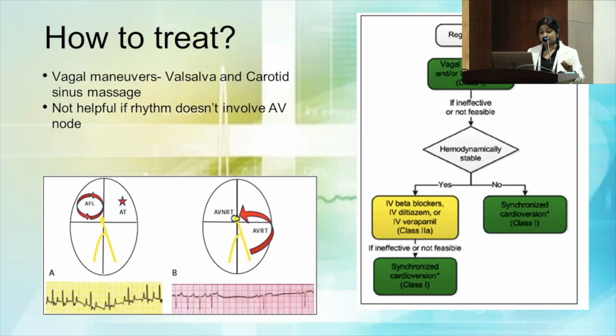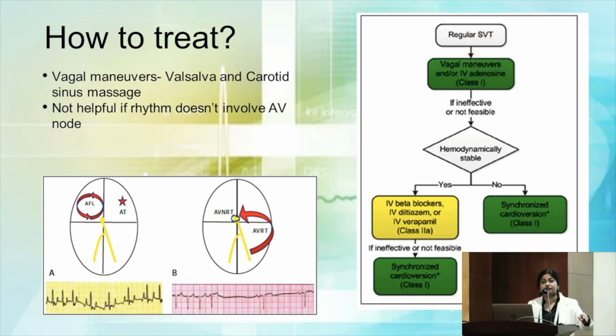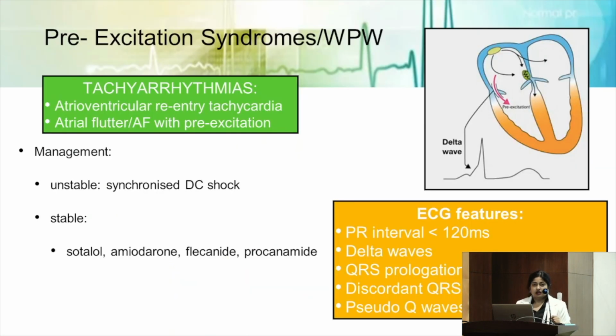If the patient is stable, then what do you do? Then beta blockers, calcium channel blockers like diltiazem and verapamil. If there is still no effect, you can go ahead and try synchronized cardioversion. Coming to pre-excitation syndrome. There are many pre-excitation syndromes.